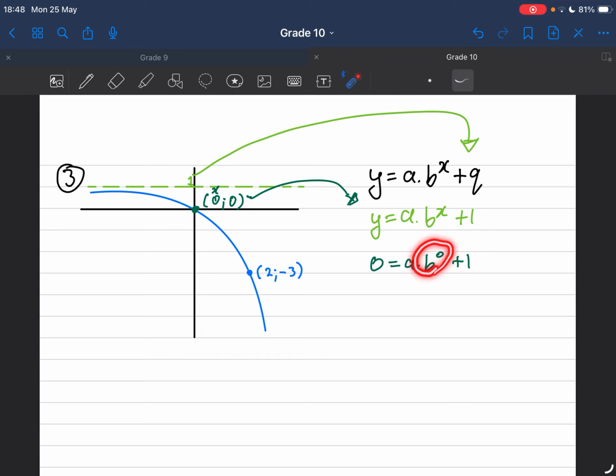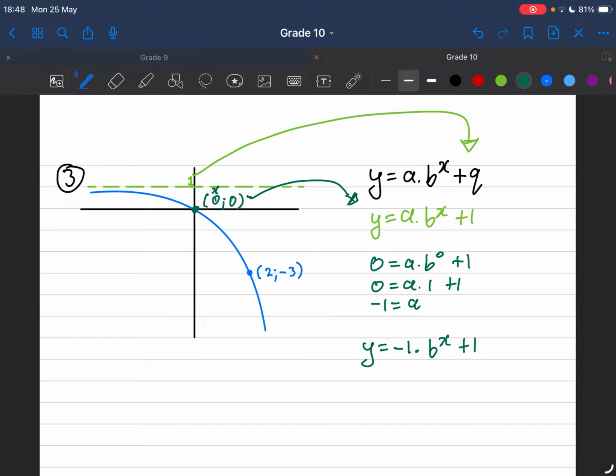Now what happens here? Because you've got b to the power 0, this whole thing is eliminated. So instead of having two unknown variables, b is eliminated and you have only one unknown variable. So you have 0 is equal to a times 1 plus 1, so a is equal to -1. You ended up solving for something because one of those variables got eliminated. So now we're at a better position. We're at y is equal to -1 dot b to the power x plus 1.